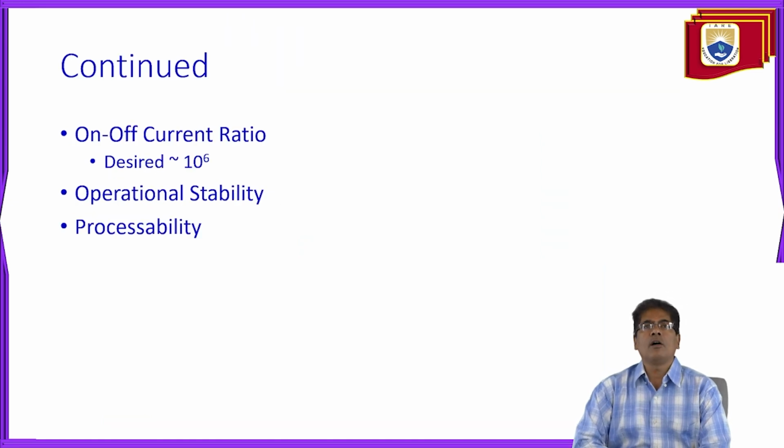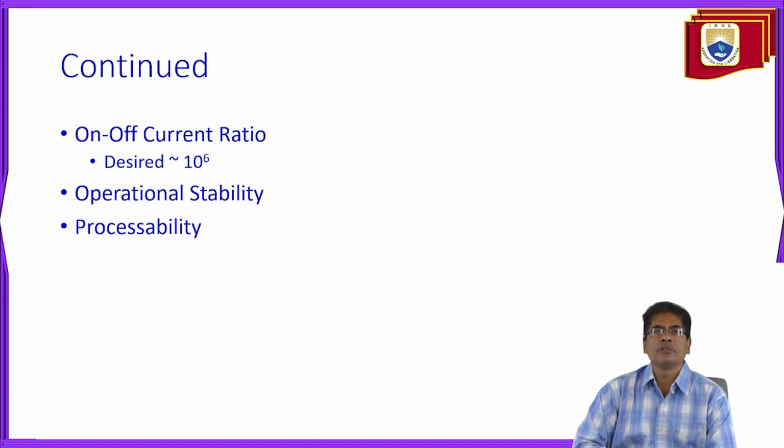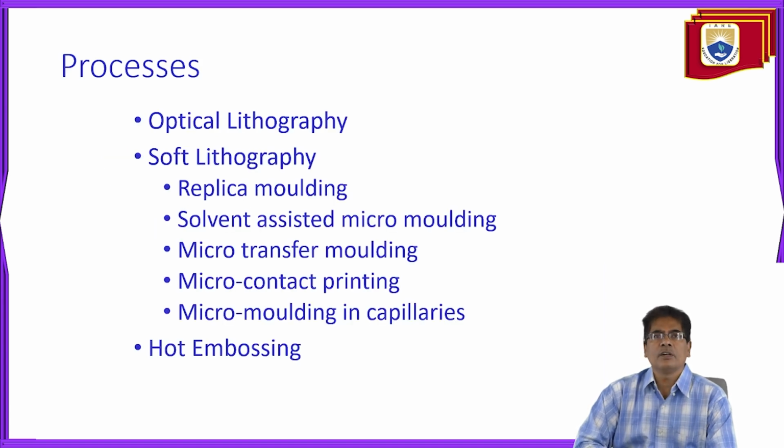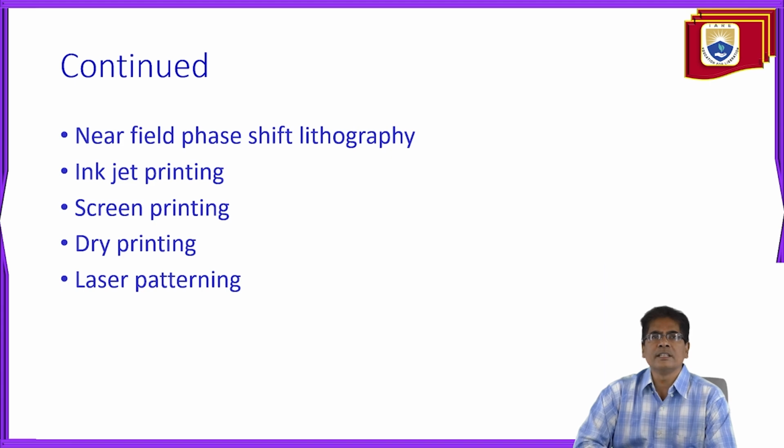So the on-off current ratio desired is around 10 power 6, and operational stability and processability. So the process requires optical lithography, soft lithography, and replica molding, solvent-assisted micro molding, micro transfer molding, micro contact printing, micro molding in capillaries, and hot embossing. Right. So the next is near field phase shift lithography, inkjet printing, screen printing, dry printing, laser patterning.